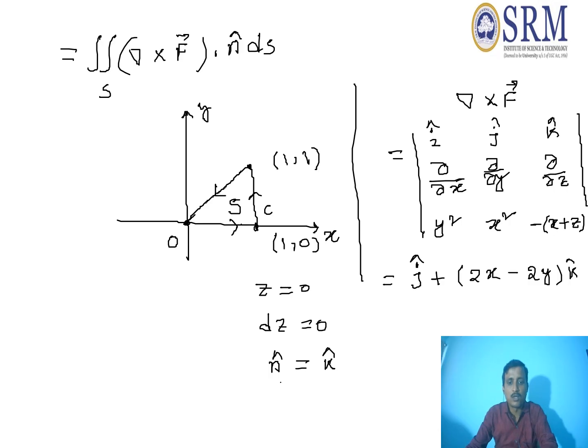Okay, so what about ds? The graph is given on the xy plane, so that means ds is equal to dx dy. Fine, so these things we have identified. Now you substitute everything in this surface integration, then evaluate it, and you will get the correct value. So now I am going to substitute all these values in this surface integration.